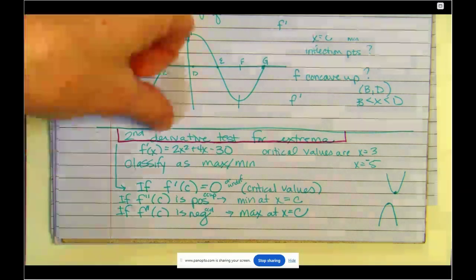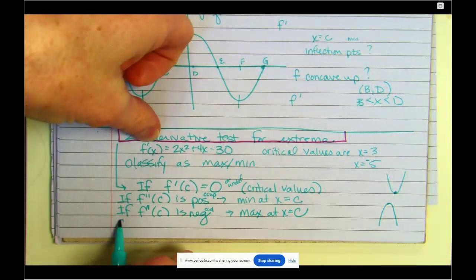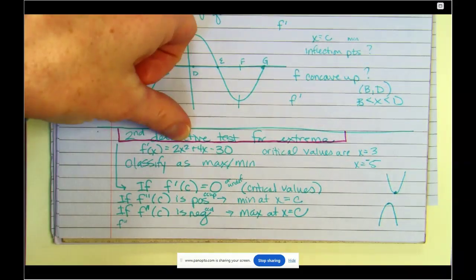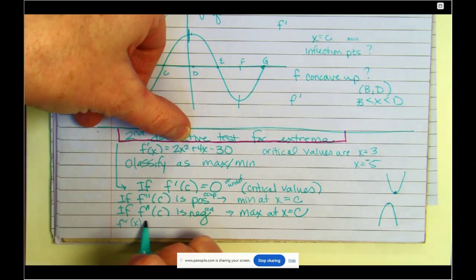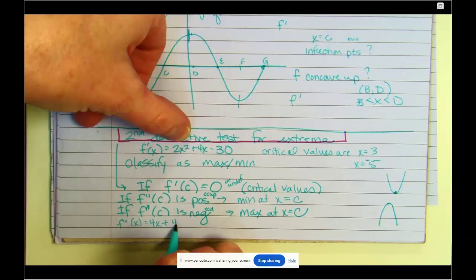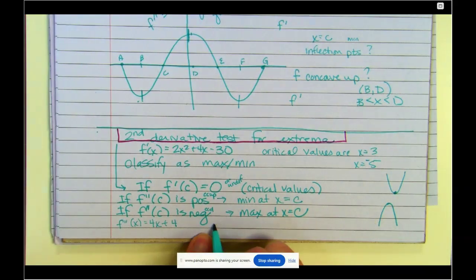So the only thing we have to do if we're going to actually do this question is find f double prime. So what's f double prime? 4x plus 4. Yep. Okay. If I plug in the 3, does that come out positive or negative? It's positive. So if it's positive, that tells me it's a minimum.